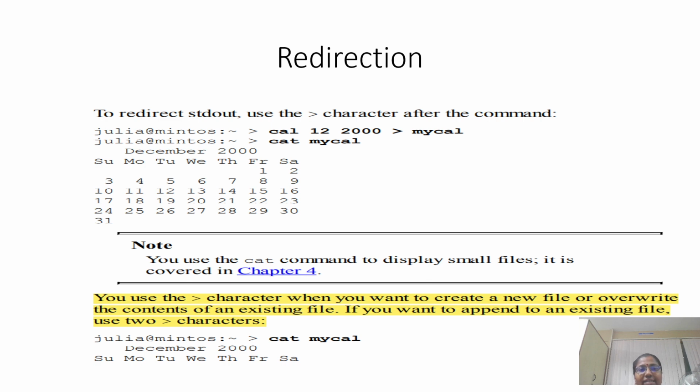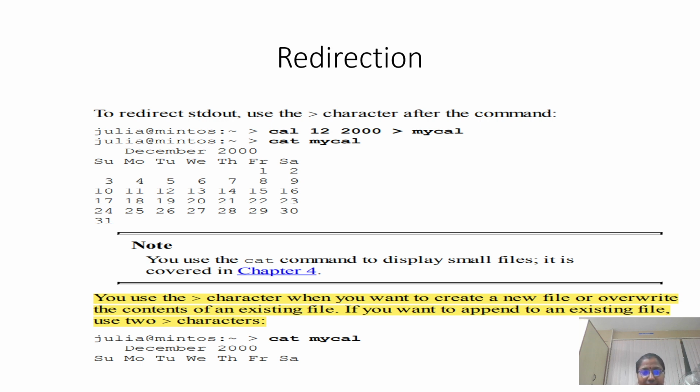To redirect standard out, use the greater than character after the command. For example, the command I am using here is cal 12 2000. The greater than symbol redirects that output to a file called mycal. Now if you check the content of mycal, it will be displayed here. So this is what a redirection is.